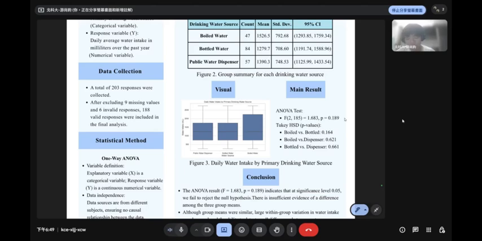To investigate further, we performed Tukey's HSD post-hoc test. The pairwise comparisons produced p-values of 0.164, 0.621, and 0.661, which are all greater than 0.05, indicating that none of the pairwise differences are statistically significant.